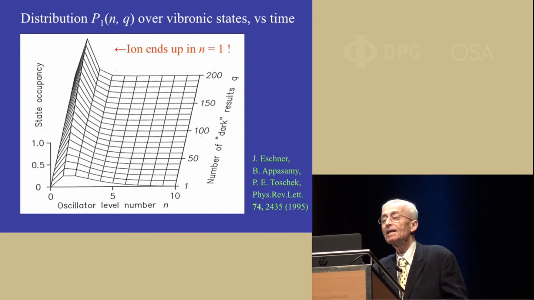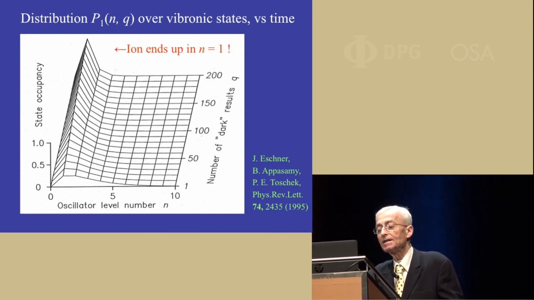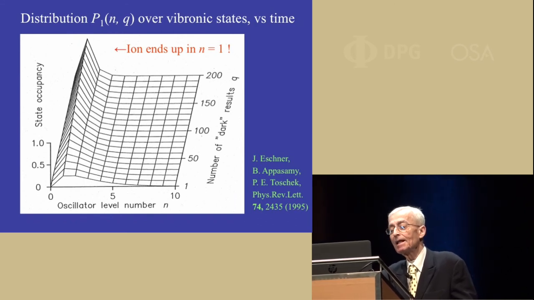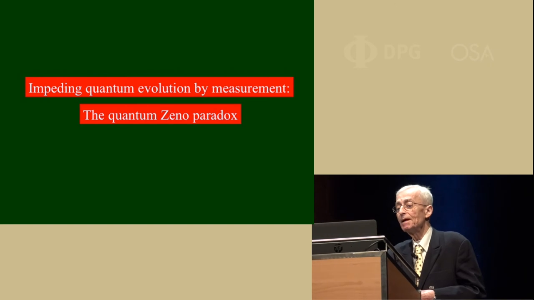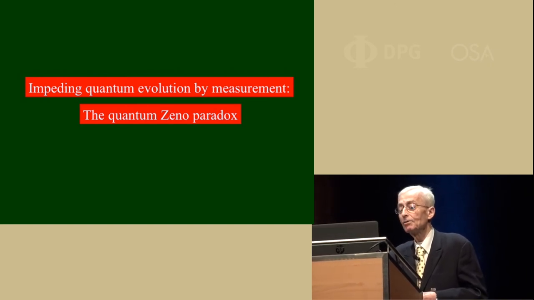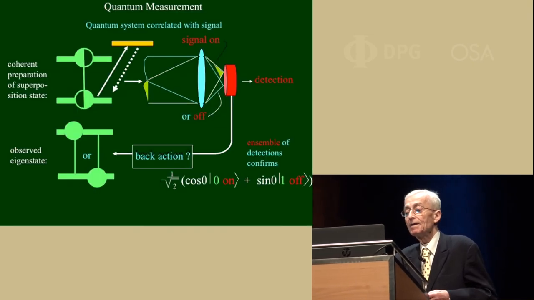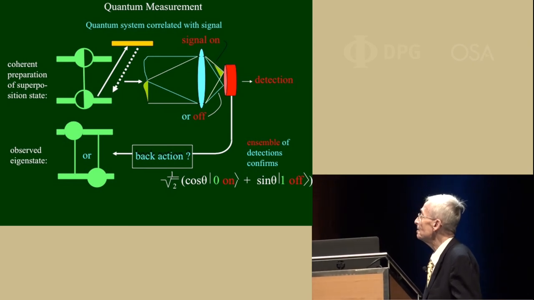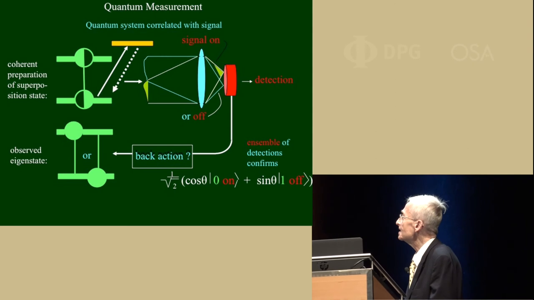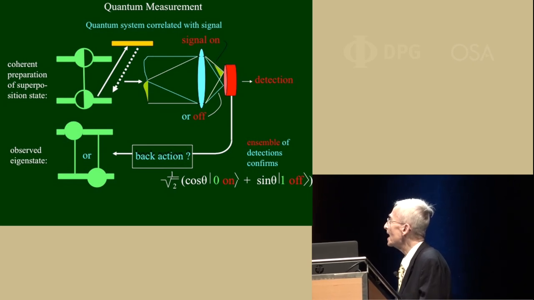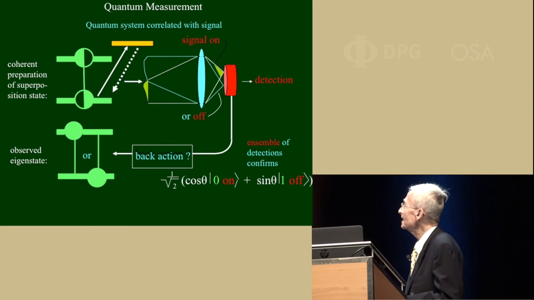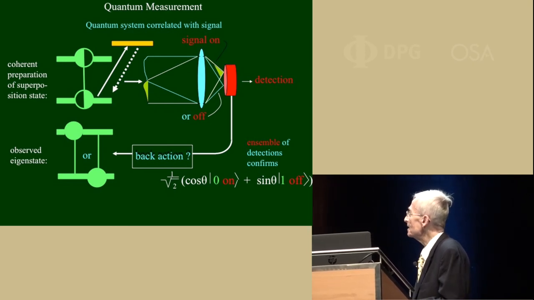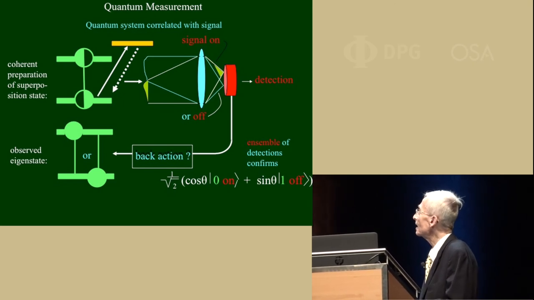Now, let me give you a few hints how one can investigate fundamental problems like the impeding of quantum evolution by measurement, which is known as the quantum Zeno paradox, with a single particle. This is a schematic experiment where the superposition state is started, and then we apply a pulse of probe light. We find the ion either in the excited electronic state or in the ground state, and the probability is given by this well-known quantum mechanical formula.